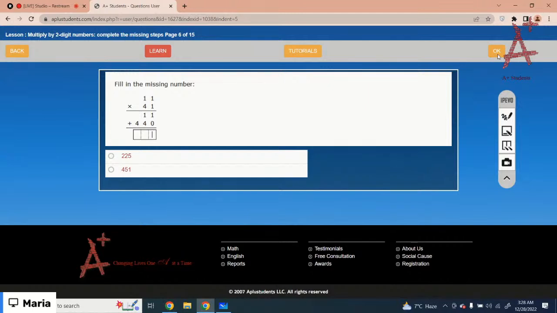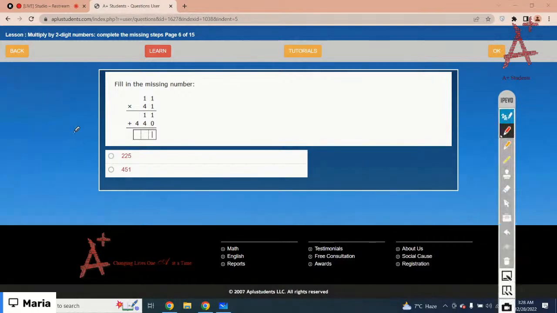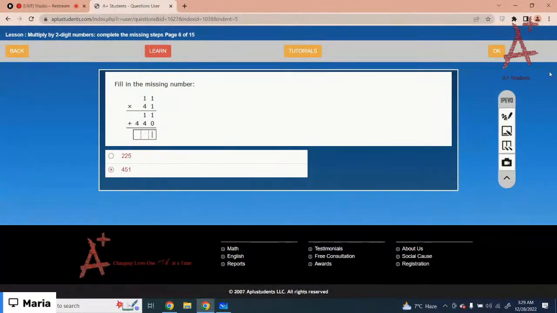Okay, so you have to find the missing step. Okay, you have to do 11 times 41. You have to add them. Got it? You already have the products. You just have to add 1 plus 0 is 1. 1 plus 4 is 5 and 4. So the correct option is 451. Got it? So second option is the correct one. Just select the correct option, then click on the OK button.